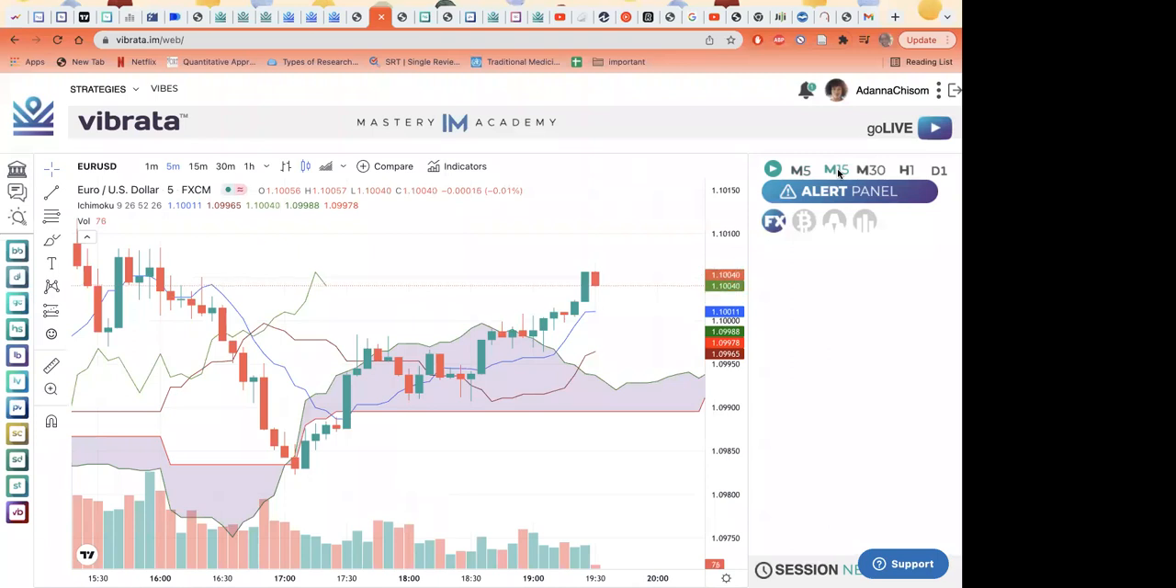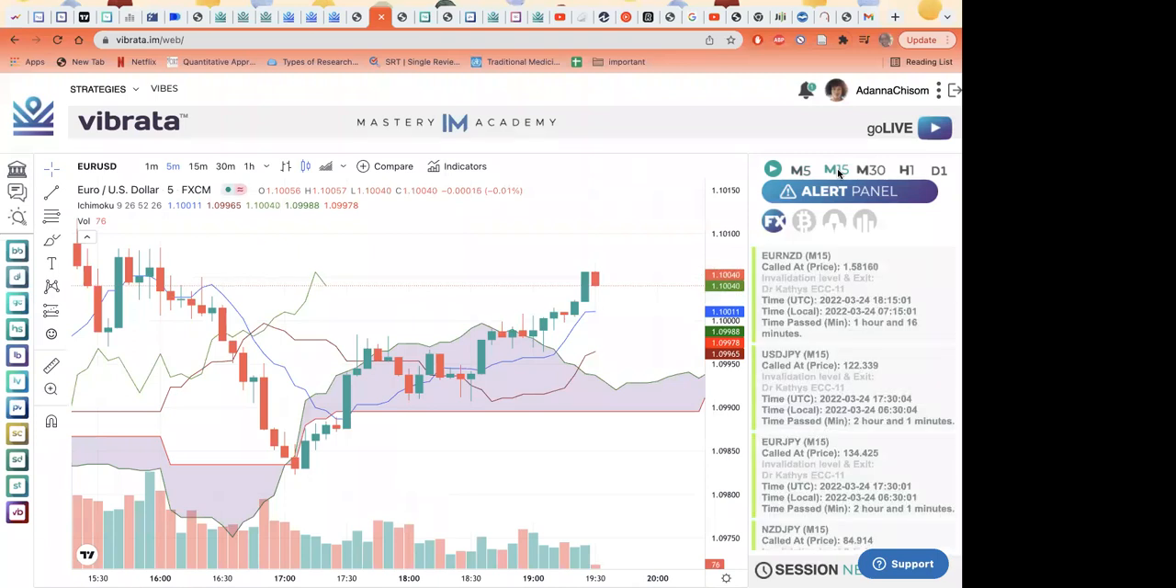Most of the time, it is always good to go with 15 minutes, M15. You can do M30, H1. M30 simply means on a 30 minutes time frame. So that means this candle opens and closes within 30 minutes.